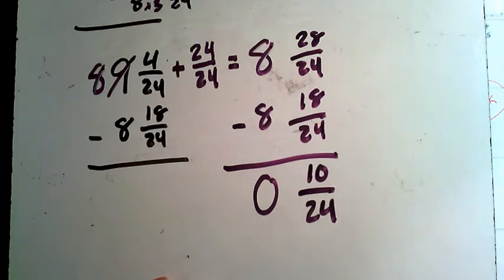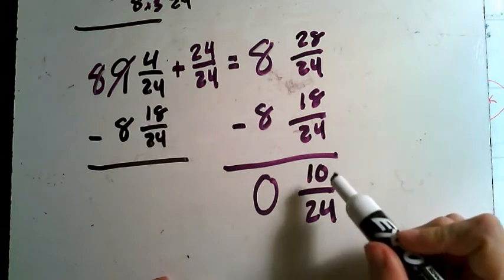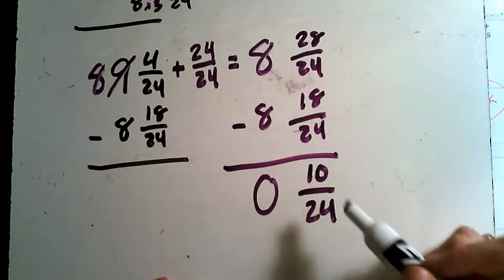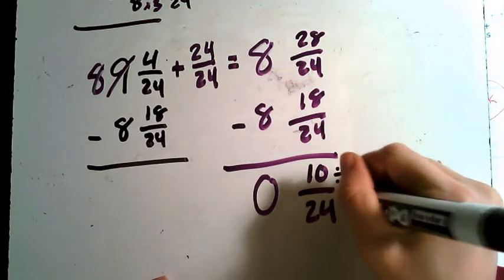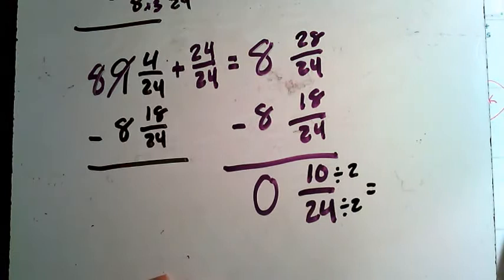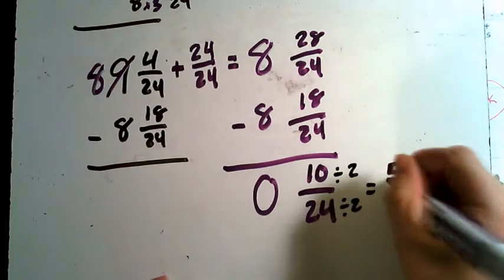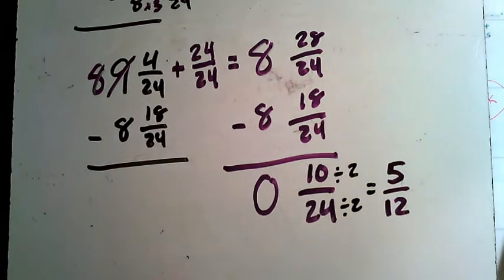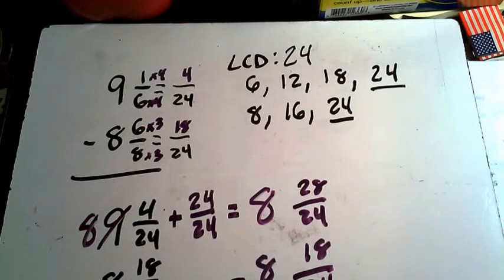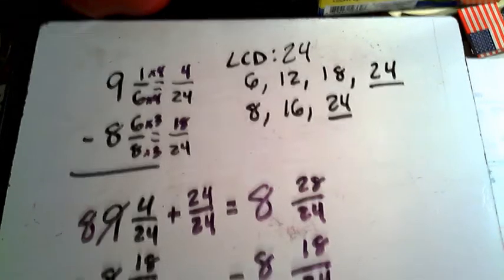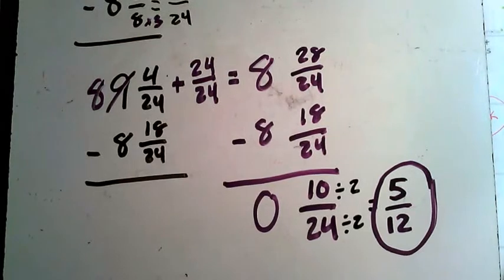The last thing I have to ask myself is, can I simplify? I know that 10 and 24 are both even numbers, so I can at least simplify by 2. I'm going to divide the numerator and the denominator by 2. 10 divided by 2 equals 5. 24 divided by 2 equals 12. There are no other factors that can go into both 5 and 12, so I know that 5/12 is my final answer. So I go back up to the original problem. 9 and 1/6 minus 8 and 6/8 equals 5/12.